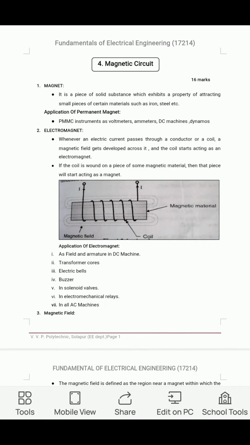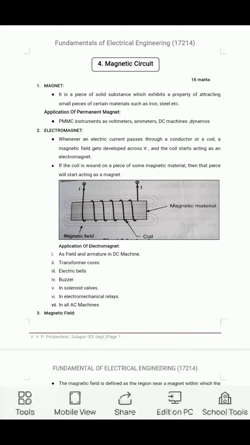In the previous lecture we have seen the magnetic effects of electric current. In that case we studied that whenever we wound a coil on a metallic solid substance, and a current passes through that coil, there is production of a magnetic field. That means magnetic fluxes are going to be generated. The same case is happening here also. So that setup is called an electromagnet.